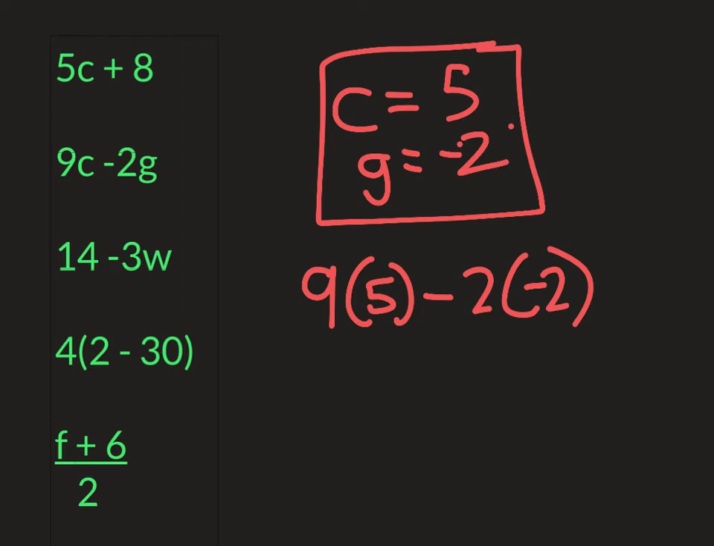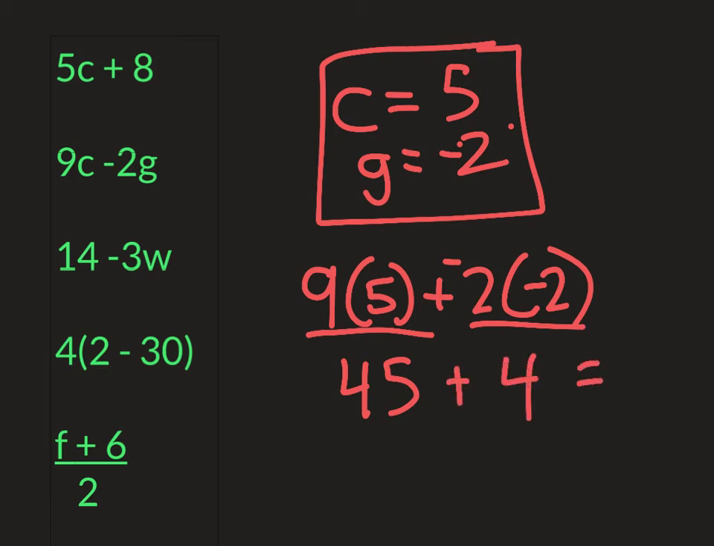First thing I'm going to do is leave, change, opposite. I'm going to try to do grouping symbols first. Nothing can be done. There are no exponents. I go into multiplication and division, left to right. That's 45. That's 2 negatives, which makes it positive 4. And the value would be 49 when C equals 5 and G equals -2.